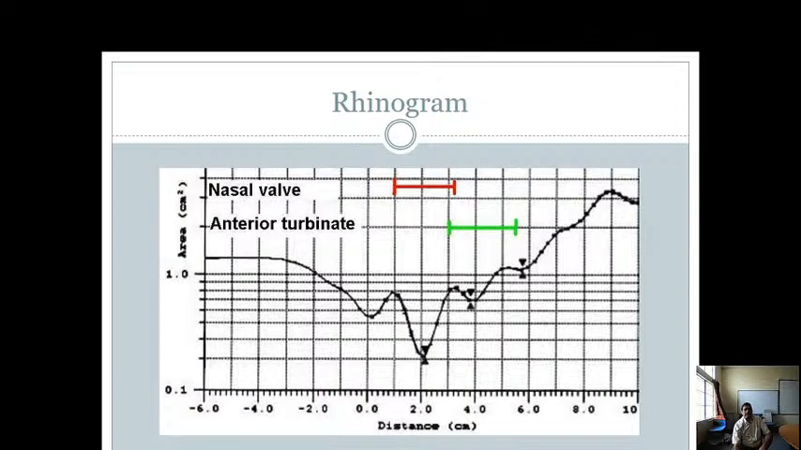And the rhinogram, just like the audiogram, is the one which tells us where exactly the obstruction is. And a major part of the obstruction is at the level of the nasal valve, which we have discussed. Then second is the anterior turbinate level. So that is how the pressures of the air passing through the nasal cavity are measured.